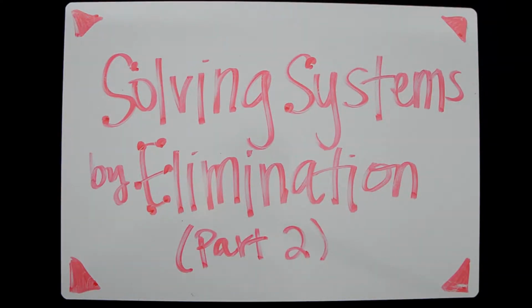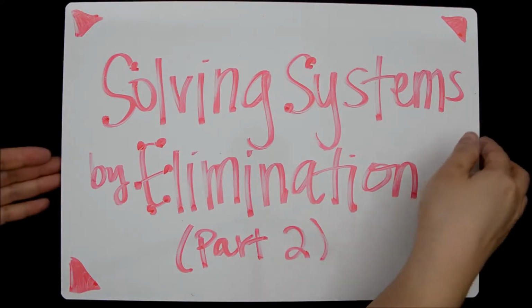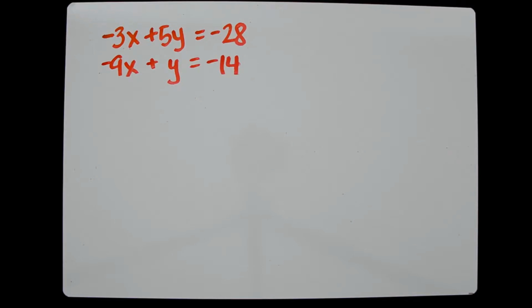Today our lesson is on solving systems by elimination, part 2. One thing that my students are really struggling with right now is determining what to multiply our equations by to get them to eliminate. And I want to teach them to multiply to get to the least common multiple, and that way their equations have smaller numbers and they're easier to work with.